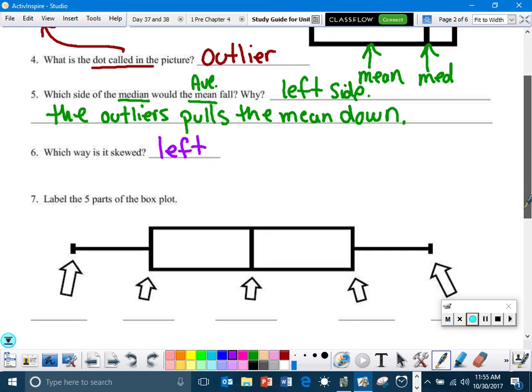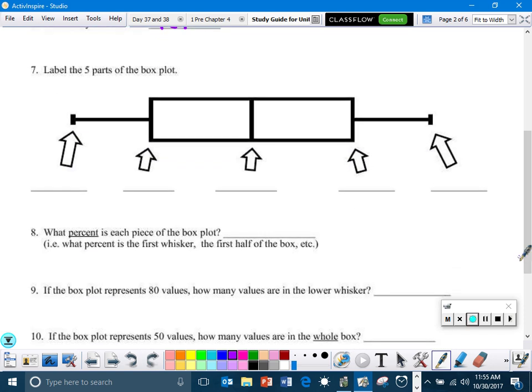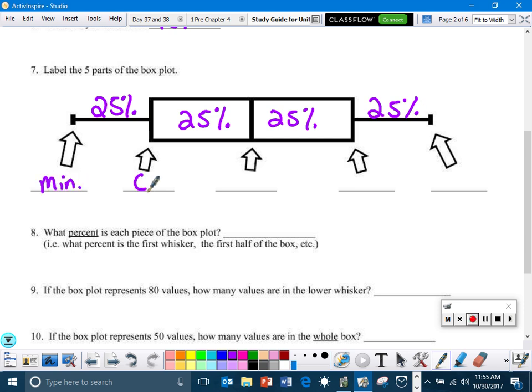Okay, next problem. This was in one of your packets, and I told you you have to have this memorized. Okay, first of all, each piece represents 25% of the data. Always, that will never ever change. That is just a fact you need to have memorized. Label the 5 parts. Okay, well that's pretty easy. Minimum, Q1, median, Q3, and maximum.